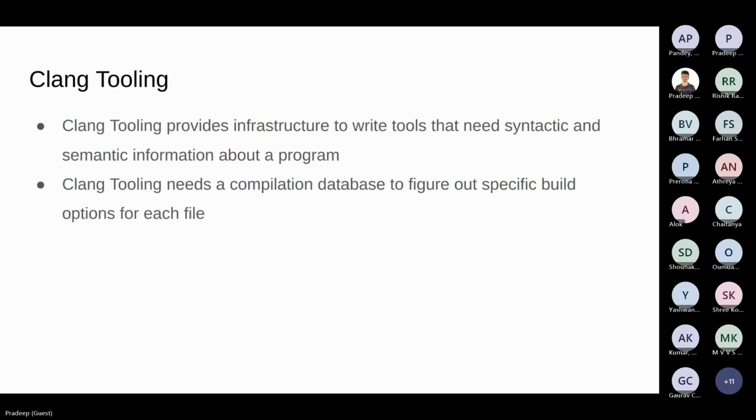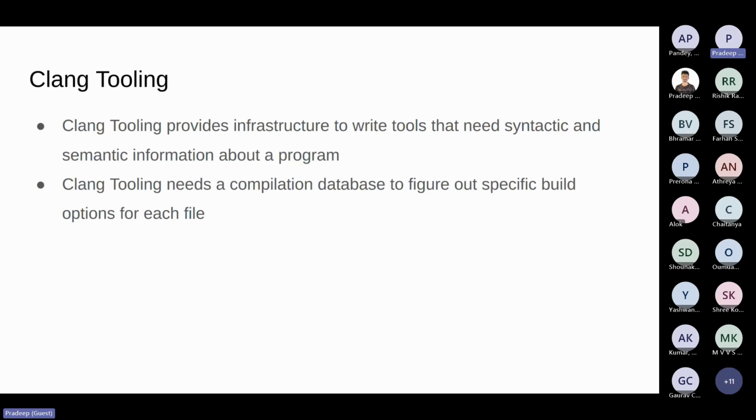So Clang tooling. Clang tooling provides infrastructure to write tools that need syntactic and semantic information about the program. It allows you to build tools that use the syntactic and semantic information, which is basically the AST. It'll give you a functioning AST if it can build, and then you can play around with it, as you saw in the previous link in Godbolt.